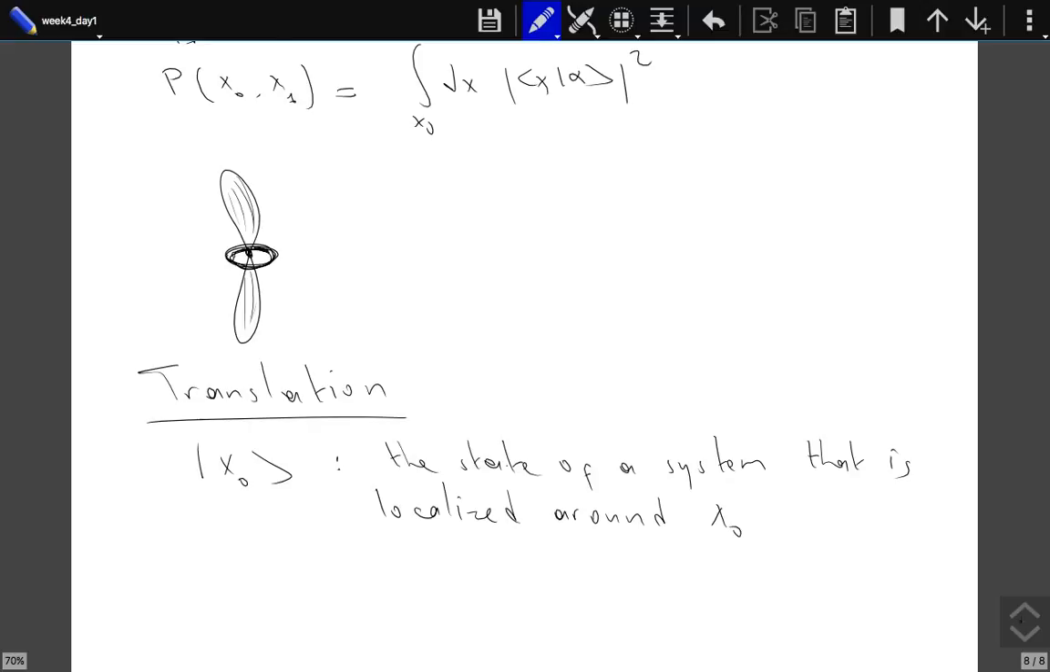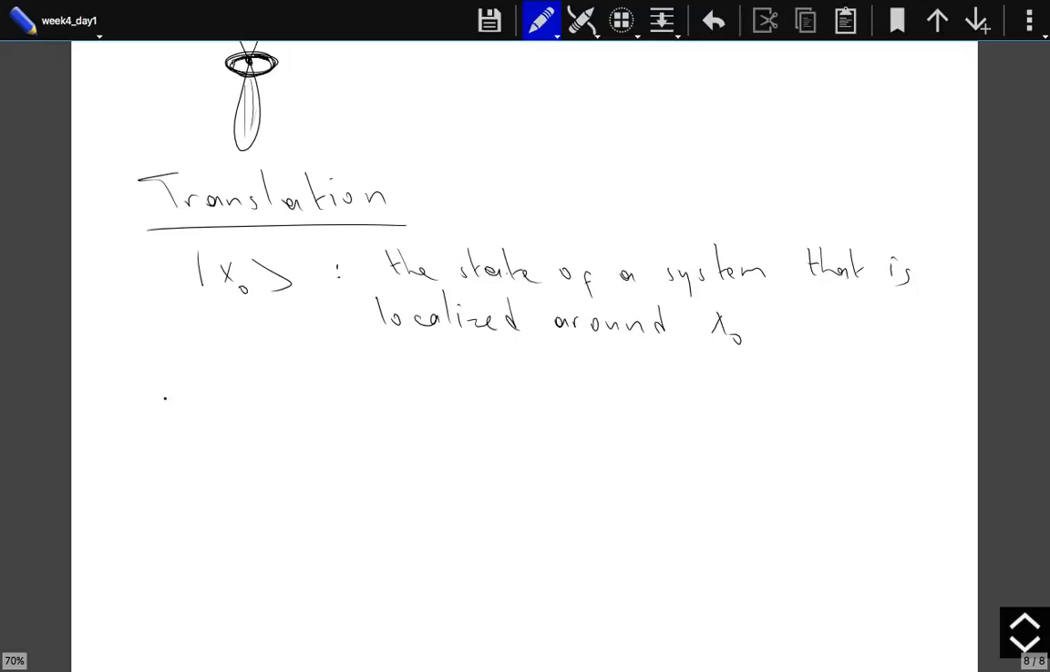So let's say if this is x0, I can have this probability distribution, a Gaussian probability distribution, for example. Then a translation of this one, well, let me use the T, a translation by, let's say, dx, will be just this another ket which is localized around x0 plus dx. This is the definition of this translation. This is what I call a translation. Now, this is a translation in the x direction.